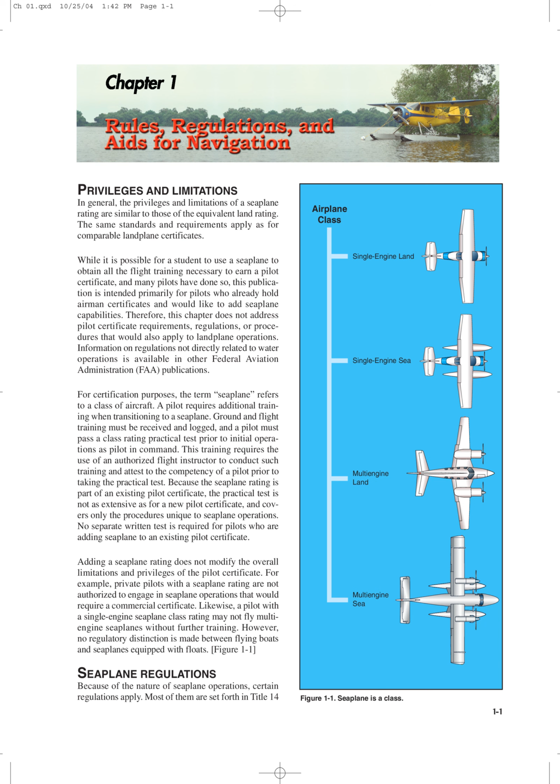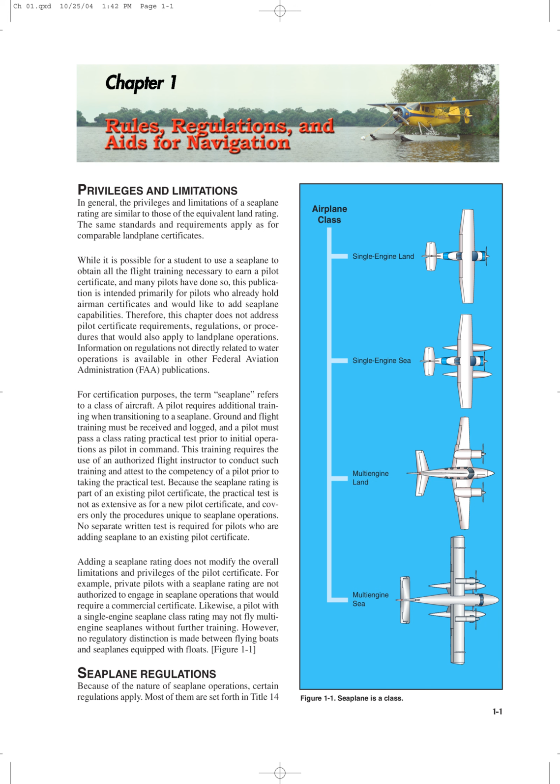While it is possible for a student to use a seaplane to obtain all the flight training necessary to earn a pilot certificate, and many pilots have done so, this publication is intended primarily for pilots who already hold airman certificates and would like to add seaplane capabilities. Therefore, this chapter does not address pilot certificate requirements, regulations, or procedures that would also apply to landplane operations. Information on regulations not directly related to water operations is available in other Federal Aviation Administration (FAA) publications.